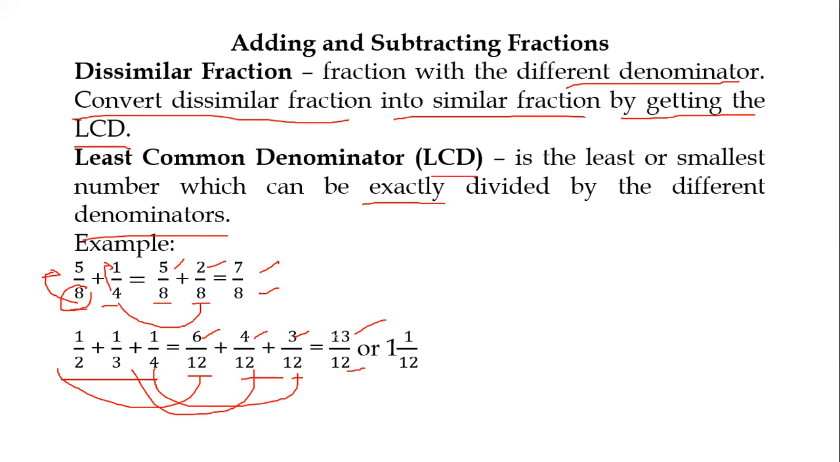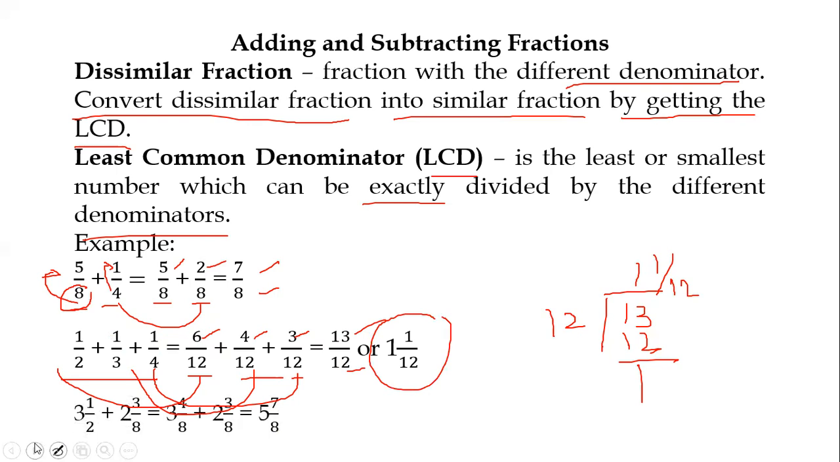Now, as you can see, mataas yung numerator sa denominator, so we need to convert it into mixed numbers. So 13 divide 12, that's 1. 1 times 12 is 12, and then remainder niya ay 1. So 1 and 1 over 12. That's the final answer.